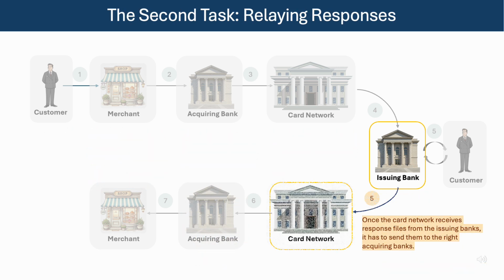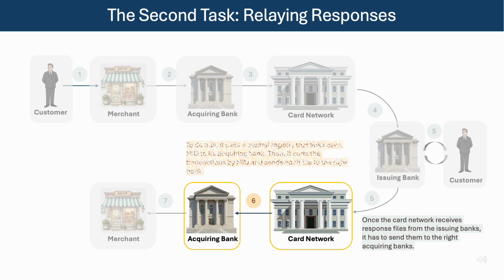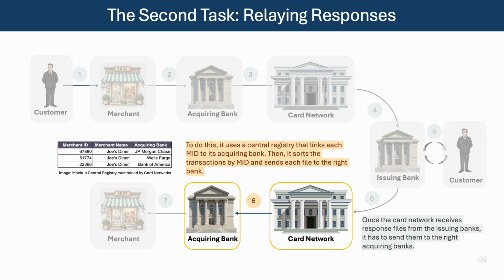Once the card network receives response files from the issuing banks, it has to send them to the right acquiring banks. To do this, it uses a central registry that links each MID to its acquiring bank. Then, it sorts the transactions by MID, and sends each file to the right bank. Relaying information is the second key task of the card network in the transaction flow. Now, let's move on to the third task, that is, settlement. To understand this, let's revisit our example.